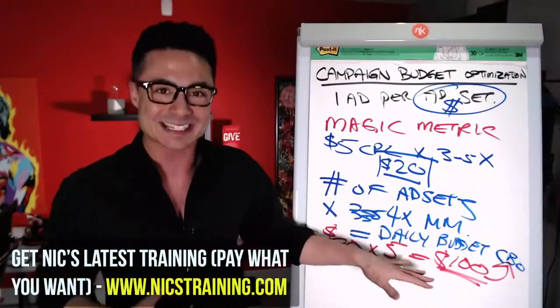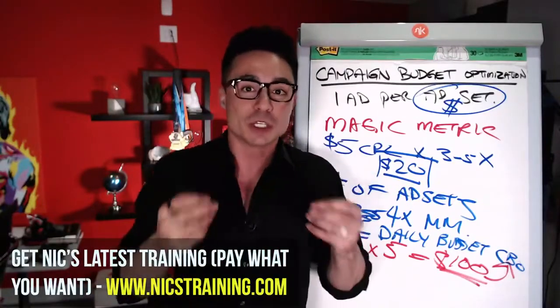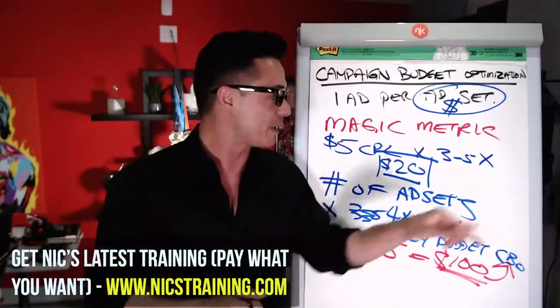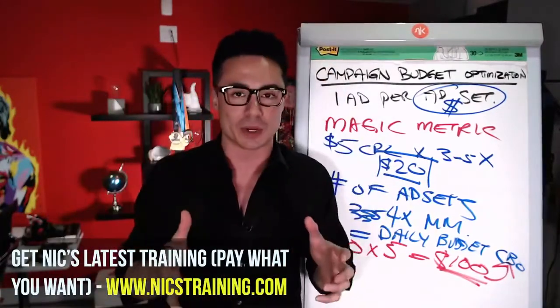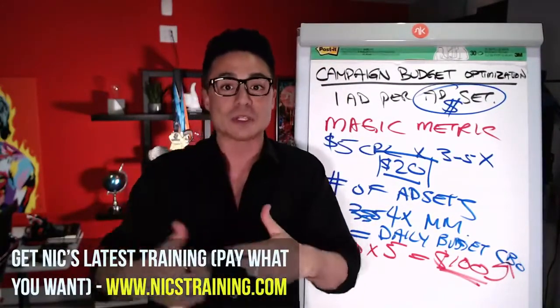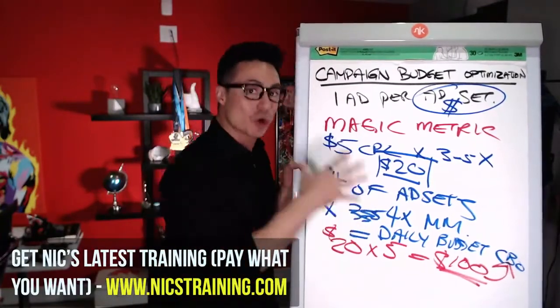However many ad sets you have inside your campaign is what you are going to take. You're going to times that by 4x your magic metric, and now you have a starting point for when you roll out your campaign budget optimization. Now keep in mind, this is when you are starting out.